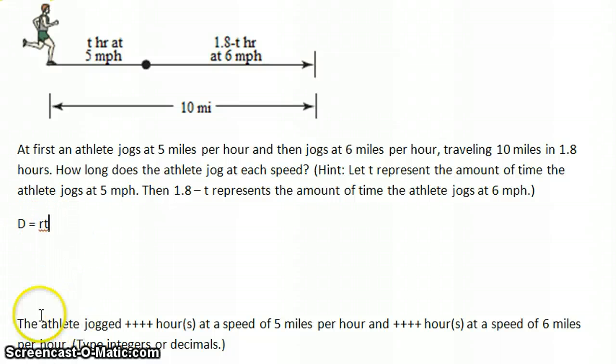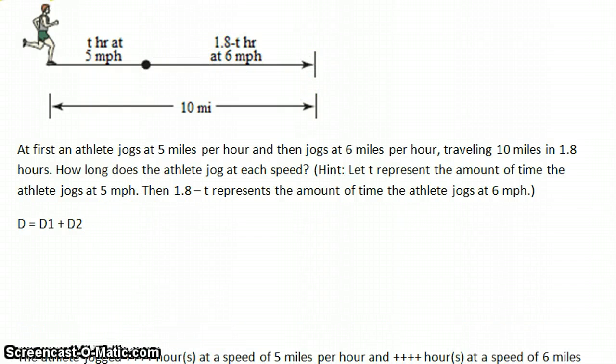But we have a more complicated situation here because really we have our distance equal to two distances added together. I'm going to call them D1 and D2. Normally I do little subscripts, but I'm not going to bother with it right now. So D1 can be this first distance in my diagram, the distance traveled at 5 miles per hour, and D2 will be the second distance in my diagram, the distance traveled at 6 miles per hour.